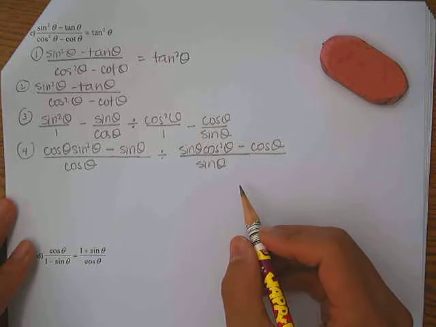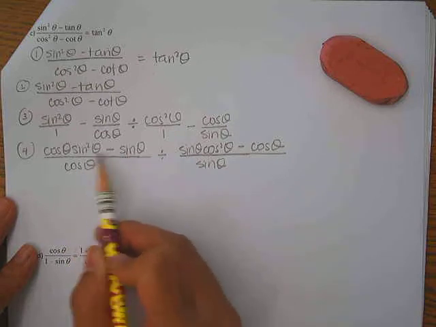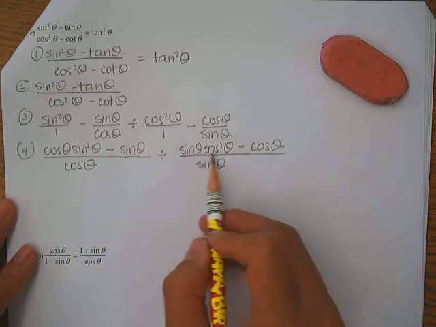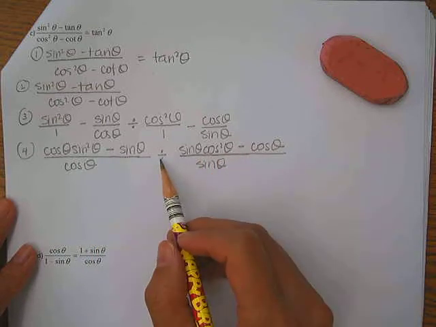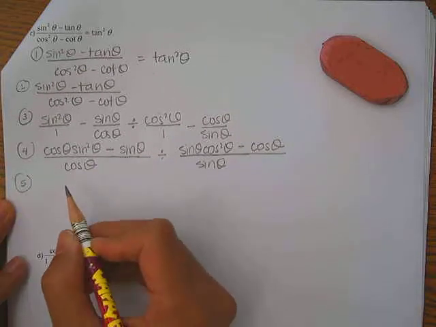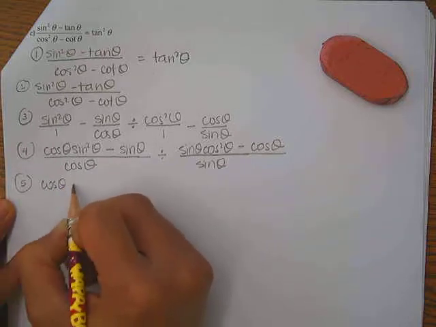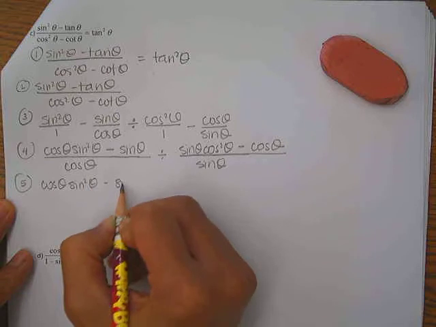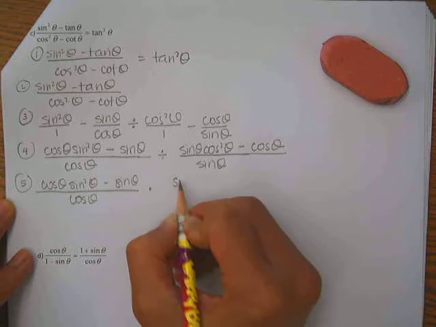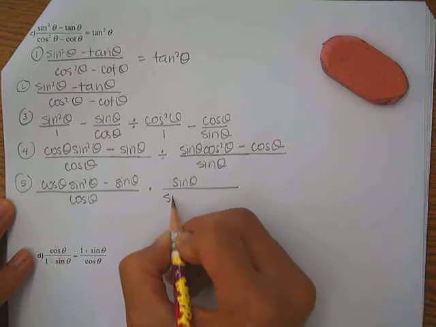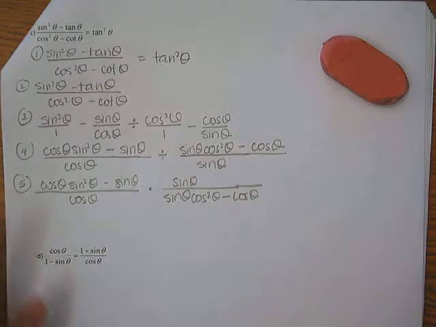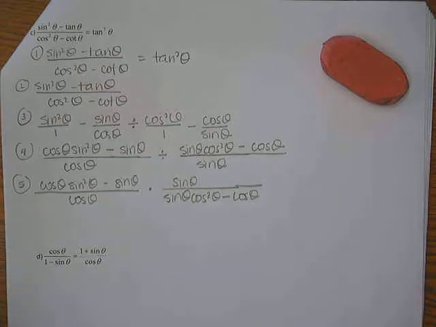What else can I do from here on out? Looks like they have that piece in common on this piece, and looks like this one has that piece in common. But why don't we multiply, and then take its reciprocal. So we are going to go, hey, cosine of theta, sine of theta minus sine of theta all over cosine of theta, times sine of theta all over sine of theta cosine square of theta minus cosine of theta. So what I did was I multiplied by its reciprocal.